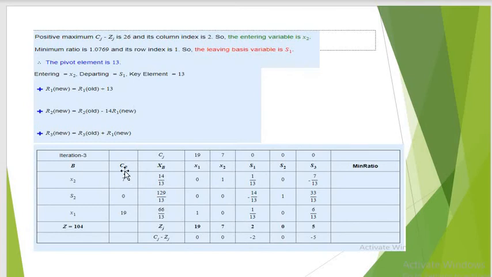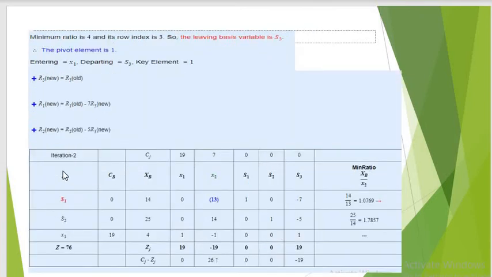Look at this table. The first column corresponds to the basic variable. So in that column S1, S2, instead of S3 leaves and X1 enters. And next column corresponds to the coefficient of basic variables in the objective function. So you write 0, 0, 19. Then the next values in the table, we will get from these elementary row operations. So this will be the table.